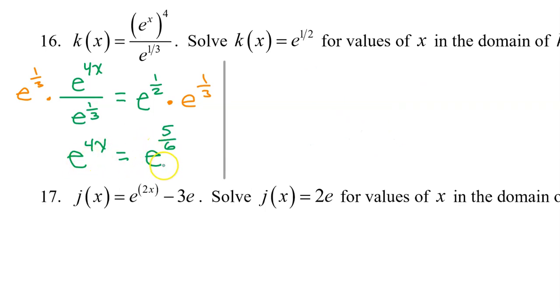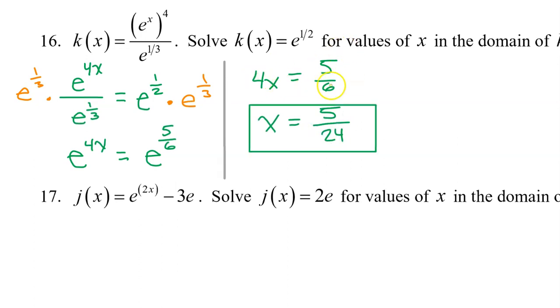Since the bases are equal, the exponents must be equal. So 4x equals 5/6. Dividing both sides by 4, we will have x is equal to 5/24. That's because when you divide a fraction by 4, you just multiply by 4 into the denominator. So this is the final answer.